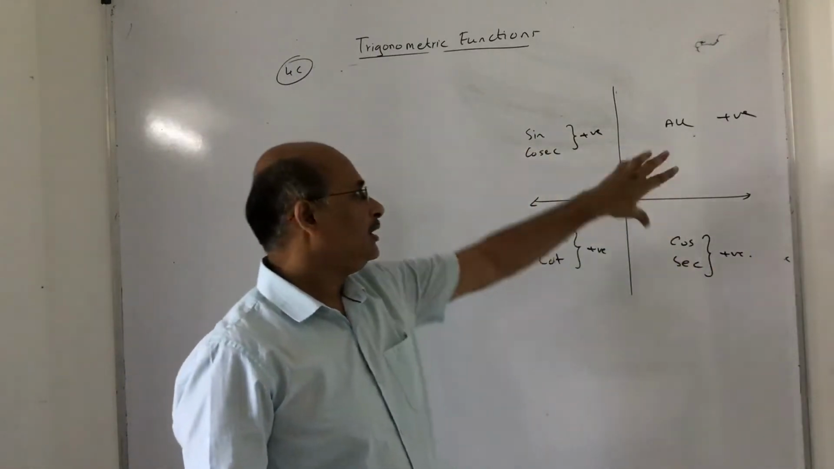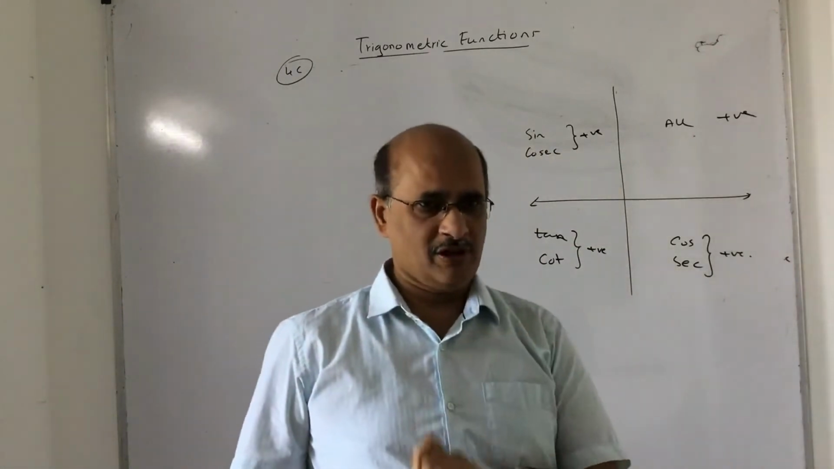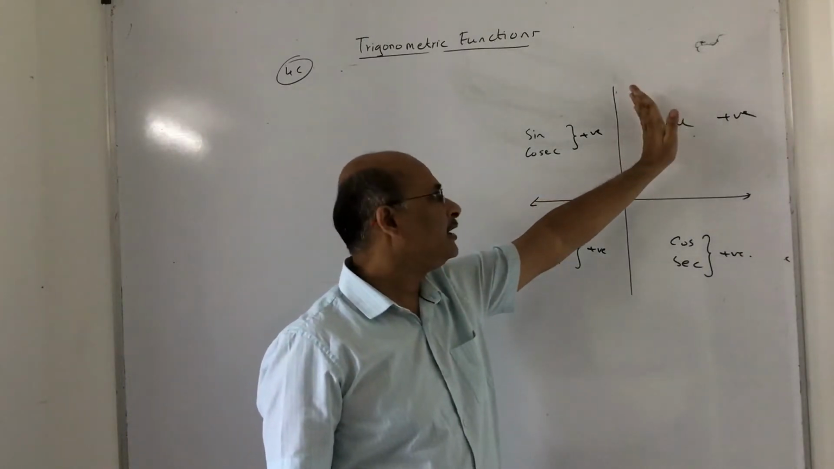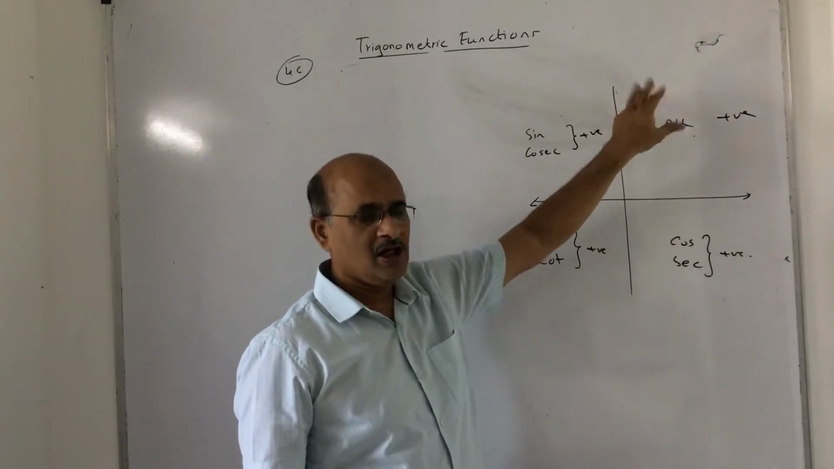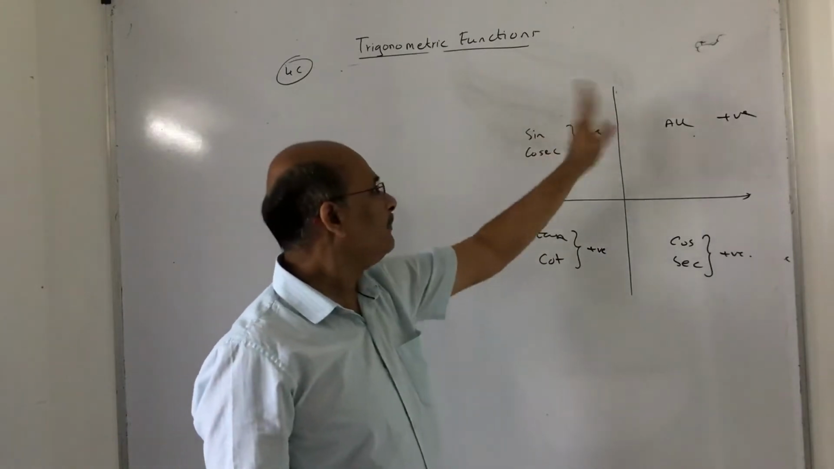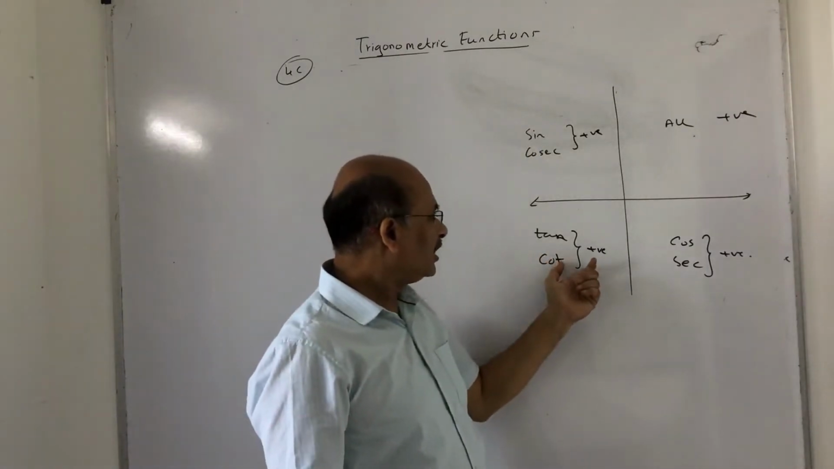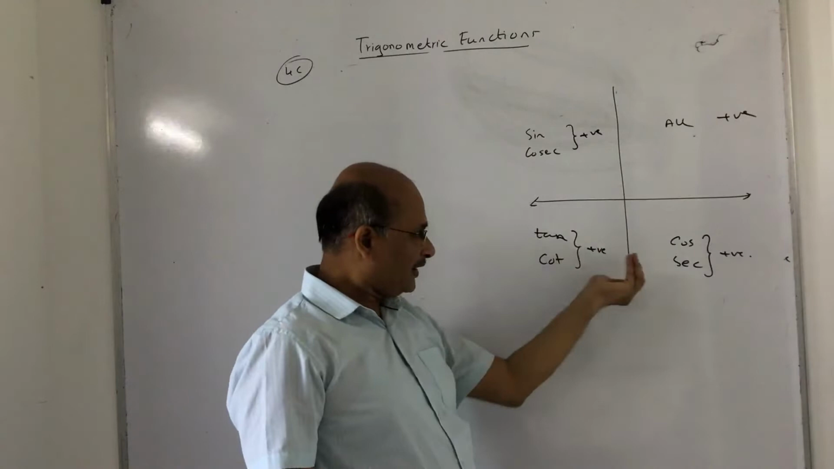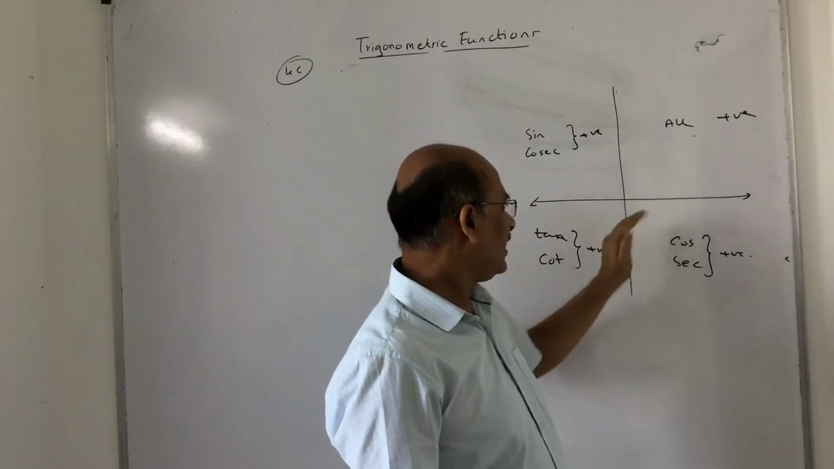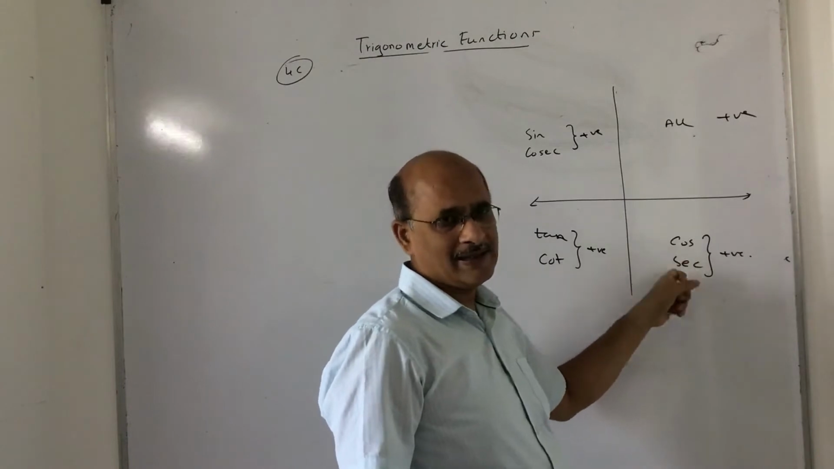A shortcut to remember. It explains the sign convention which we use for the trigonometric ratios. In the first quadrant, any angle, that is 90 minus theta or 360 plus theta, all are positive. Similarly, in the second quadrant, 90 plus theta, 180 minus theta, sine and cosec will be positive. In the third quadrant, 180 plus theta, 270 minus theta, tan and cot will be positive. In the fourth quadrant, that is 270 plus theta and 360 minus theta, cos and sec will be positive.